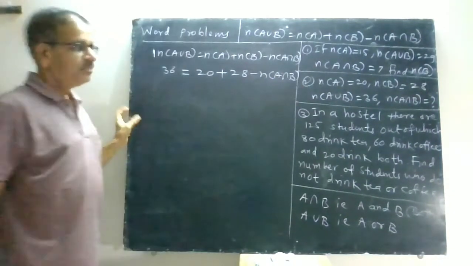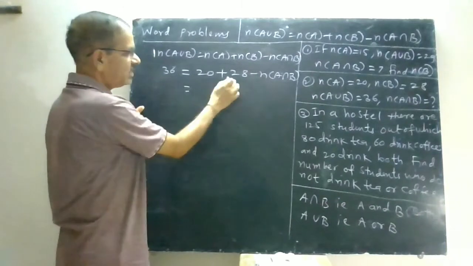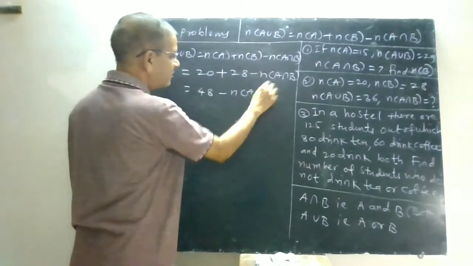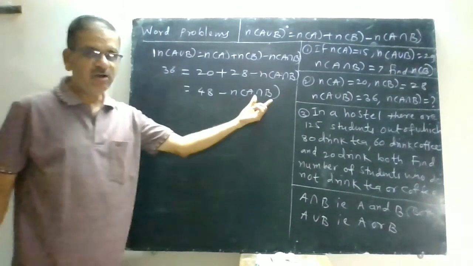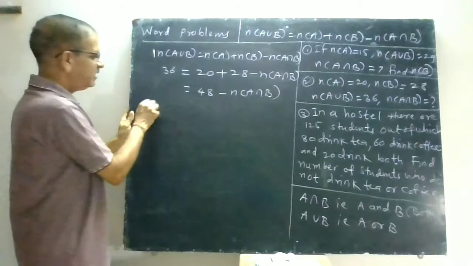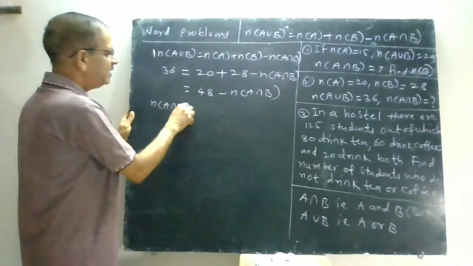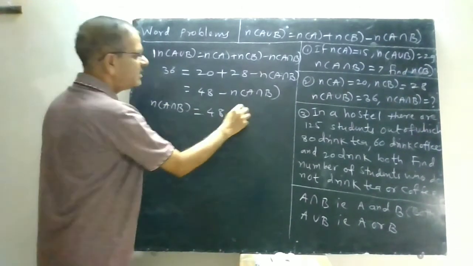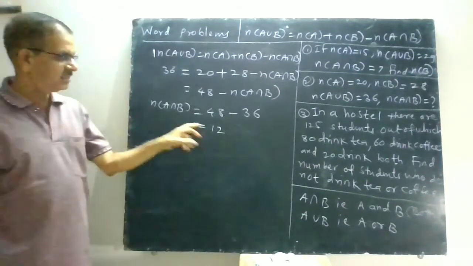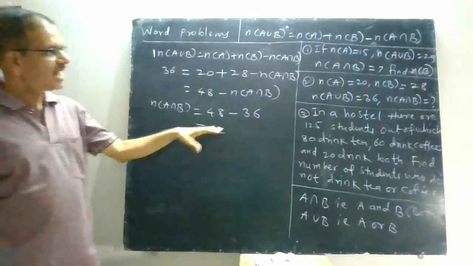Now you can take one more step here: it is 48 minus n of A intersection B. As you want to find the value of n of A intersection B, and it is negative, let us take this value to the other side. So n of A intersection B is equal to 48 minus this 36, we can have the value of n of A intersection B as 12. So this is the direct application of this formula.